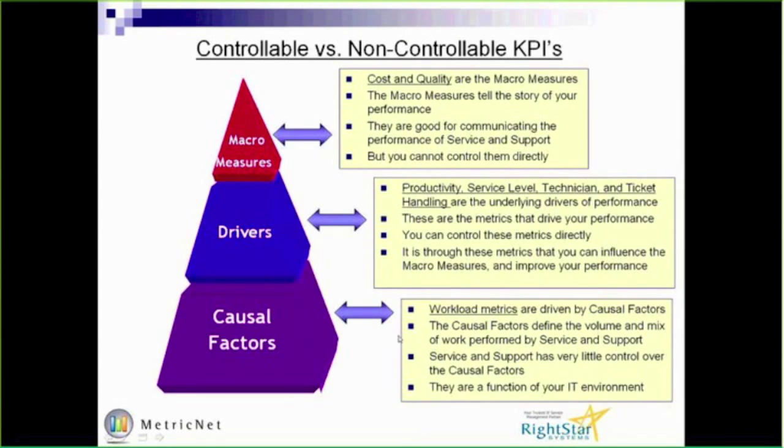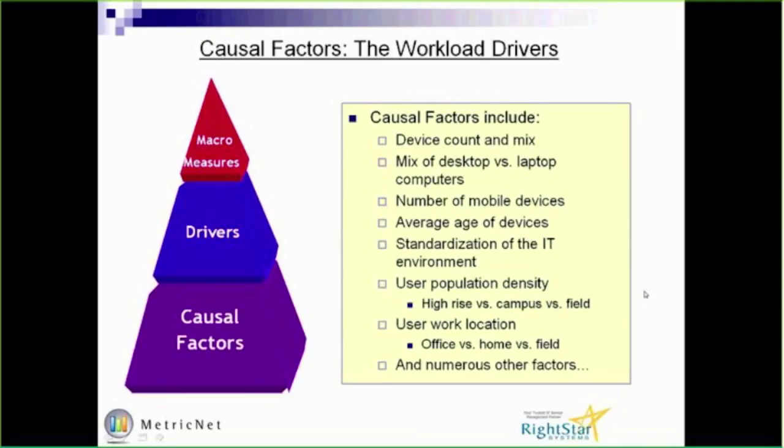The causal factors are sometimes called workload metrics. They're driven by a whole host of things, including the volume and mix of work performed by service and support. You don't have a lot of control over these. They're a function of your environment. And let me elaborate on this because we get asked almost every day a question like this: we have 2,500 end users. How many desktop support techs do we need?